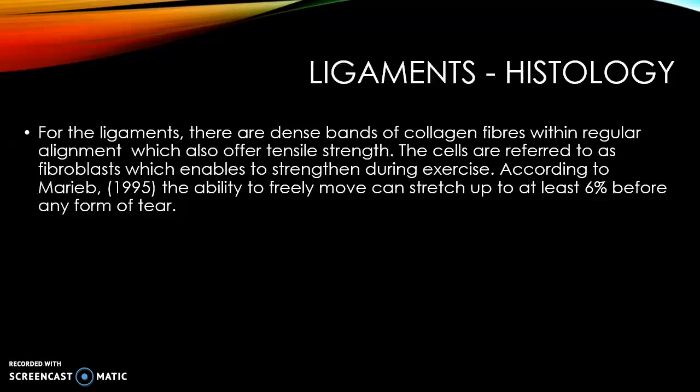The ligaments. There are dense bands of collagen fibres with irregular alignment, which also offer tensile strength. Cells are referred to as fibroblasts, which enable them to strengthen during exercise. And now, according to research, Marieb, 1995, cites that the ability to freely move can stretch up to at least 6% before any form of tear.